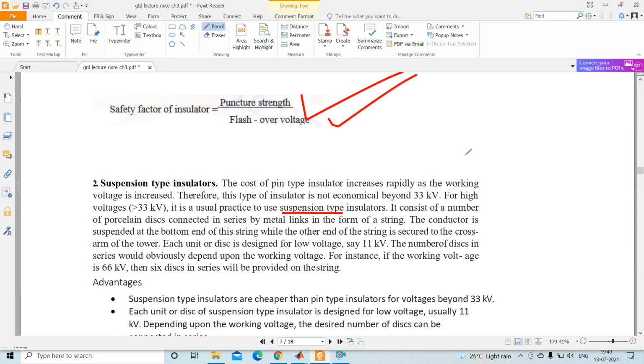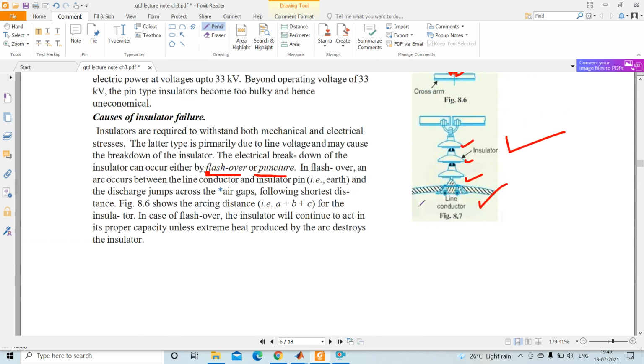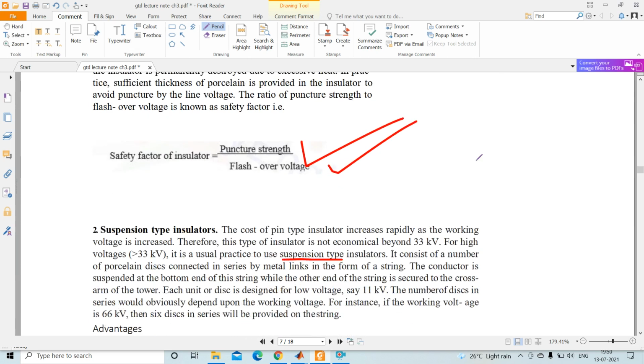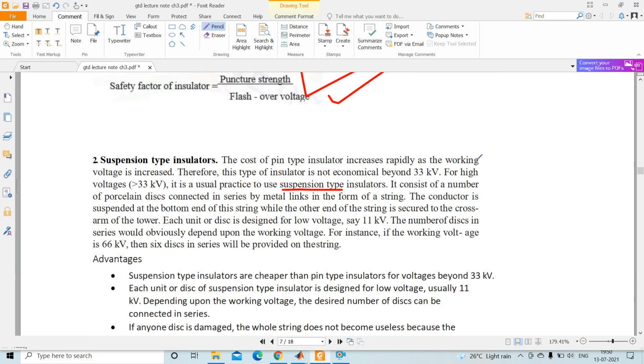So here it consists of a number of porcelain discs connected in series by a metal link in the form of a string. The conductor is suspended at the bottom end. So here, see, the conductor is suspended in this diagram, and here the number of discs are connected through metal link. This is one metal link, this is another metal link. Okay, like this it can be extended to many numbers. So the conductor is suspended at the bottom end of the string, while the other end of the string is secured to the cross arm of the tower. So is the suspension type insulator clearly understood?